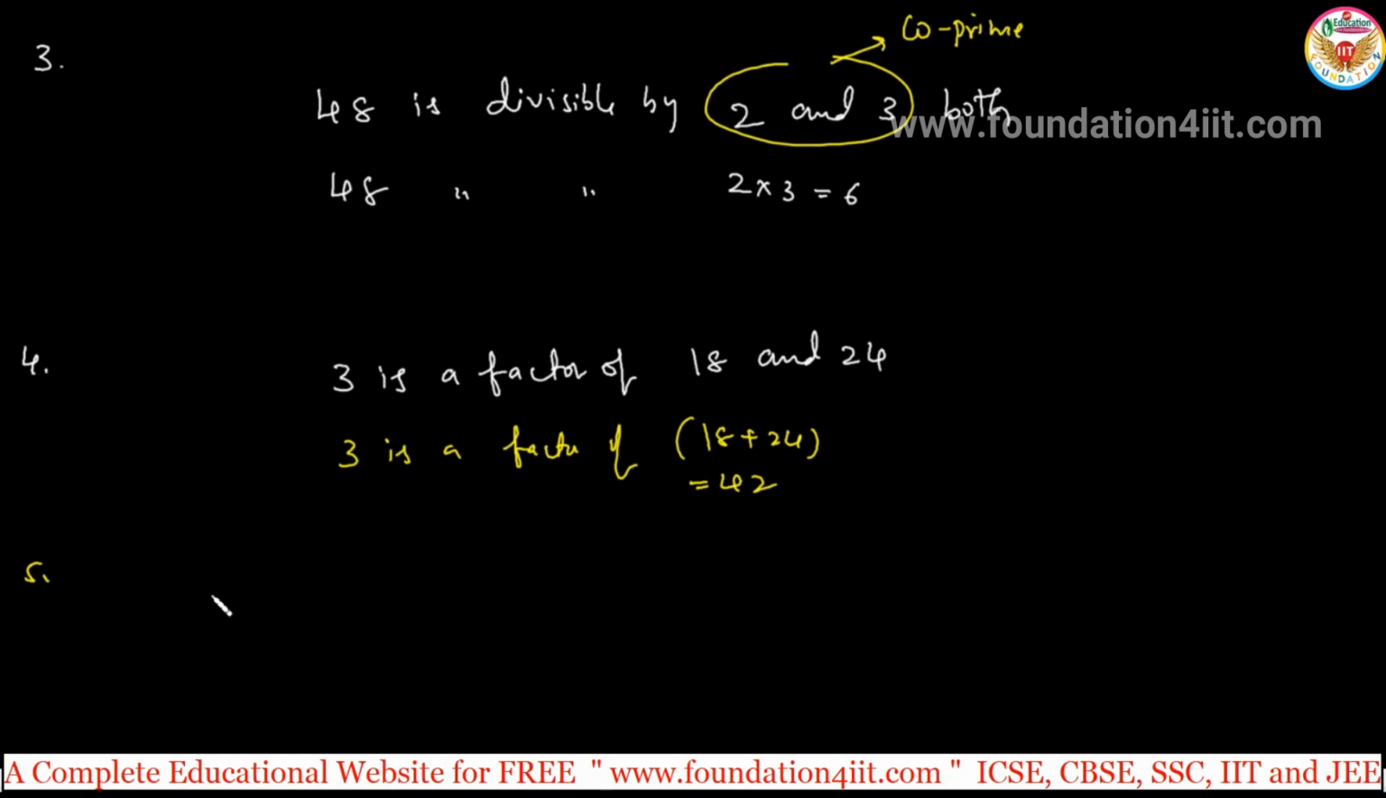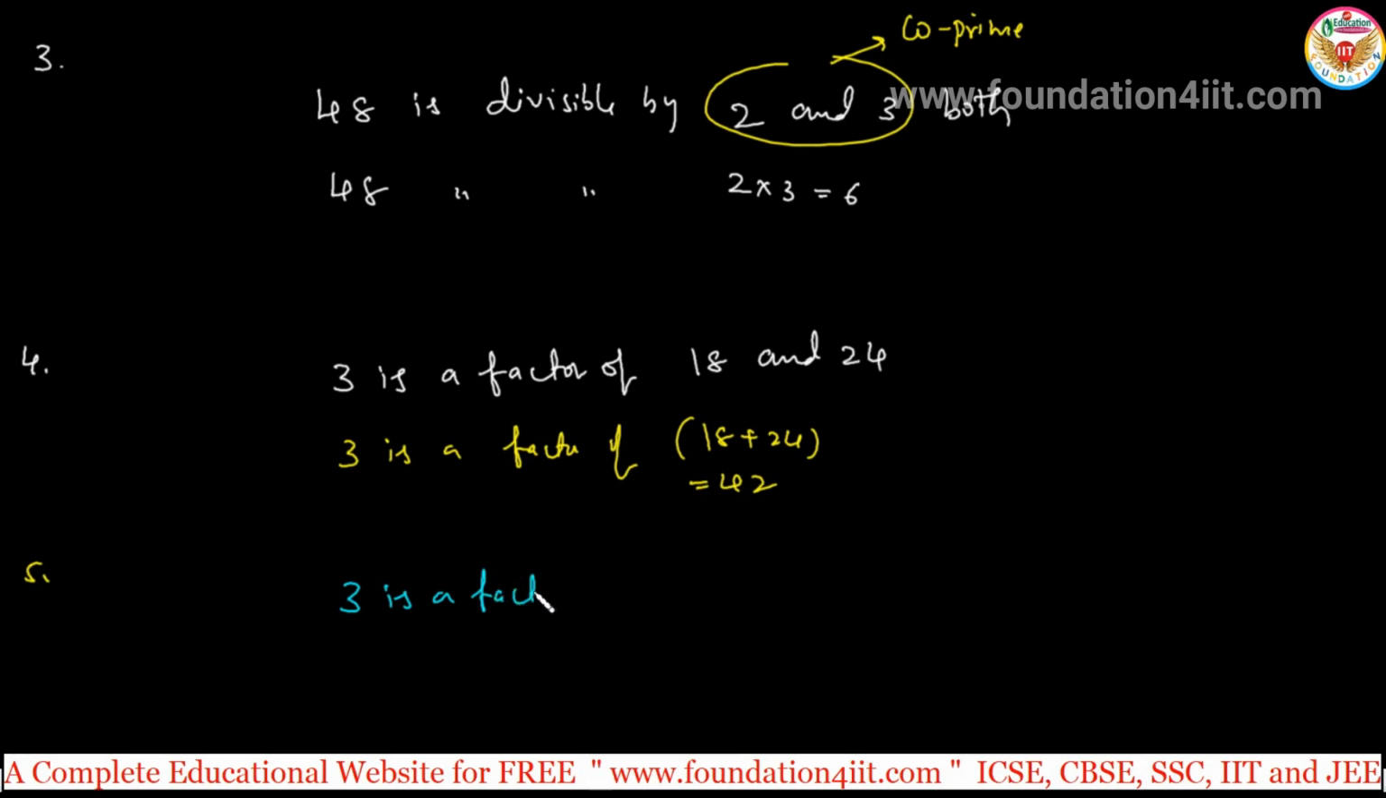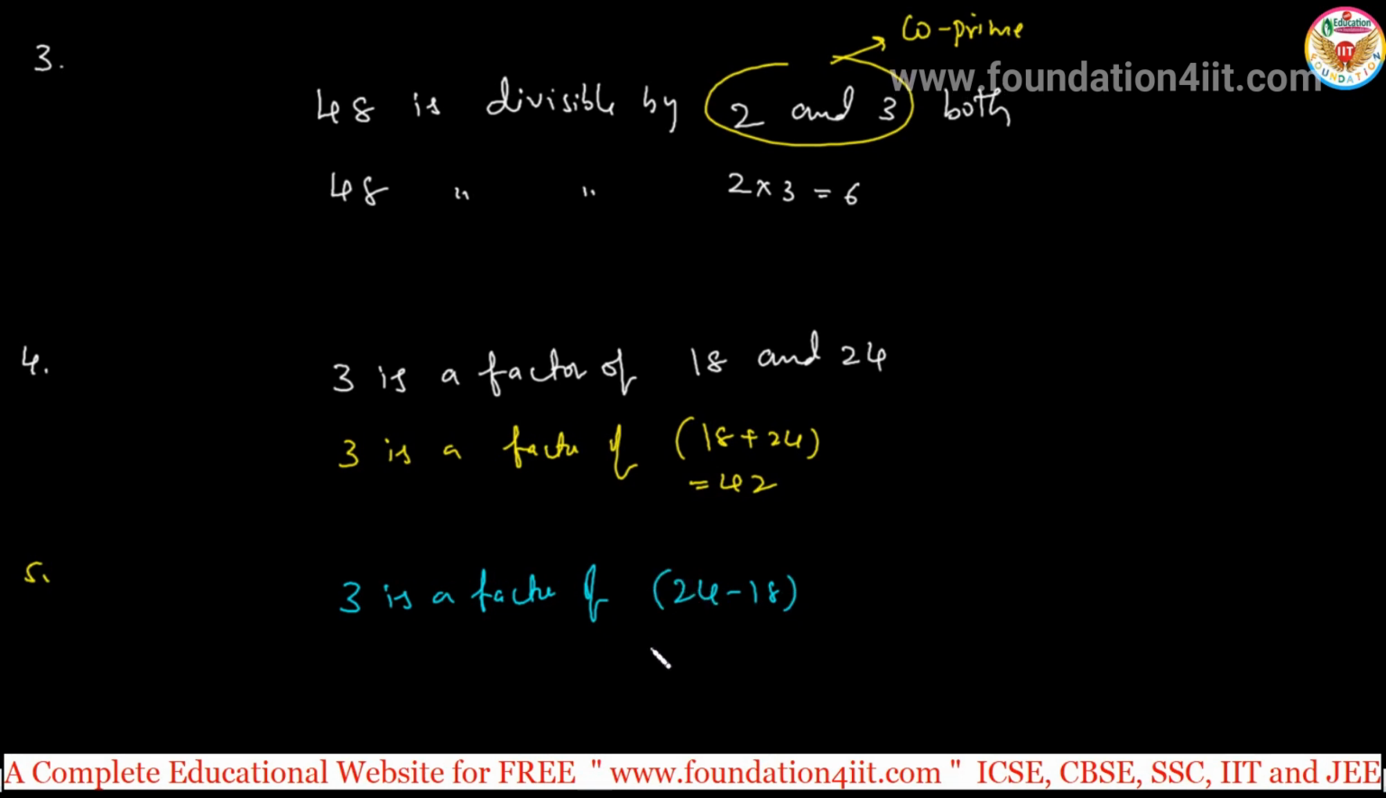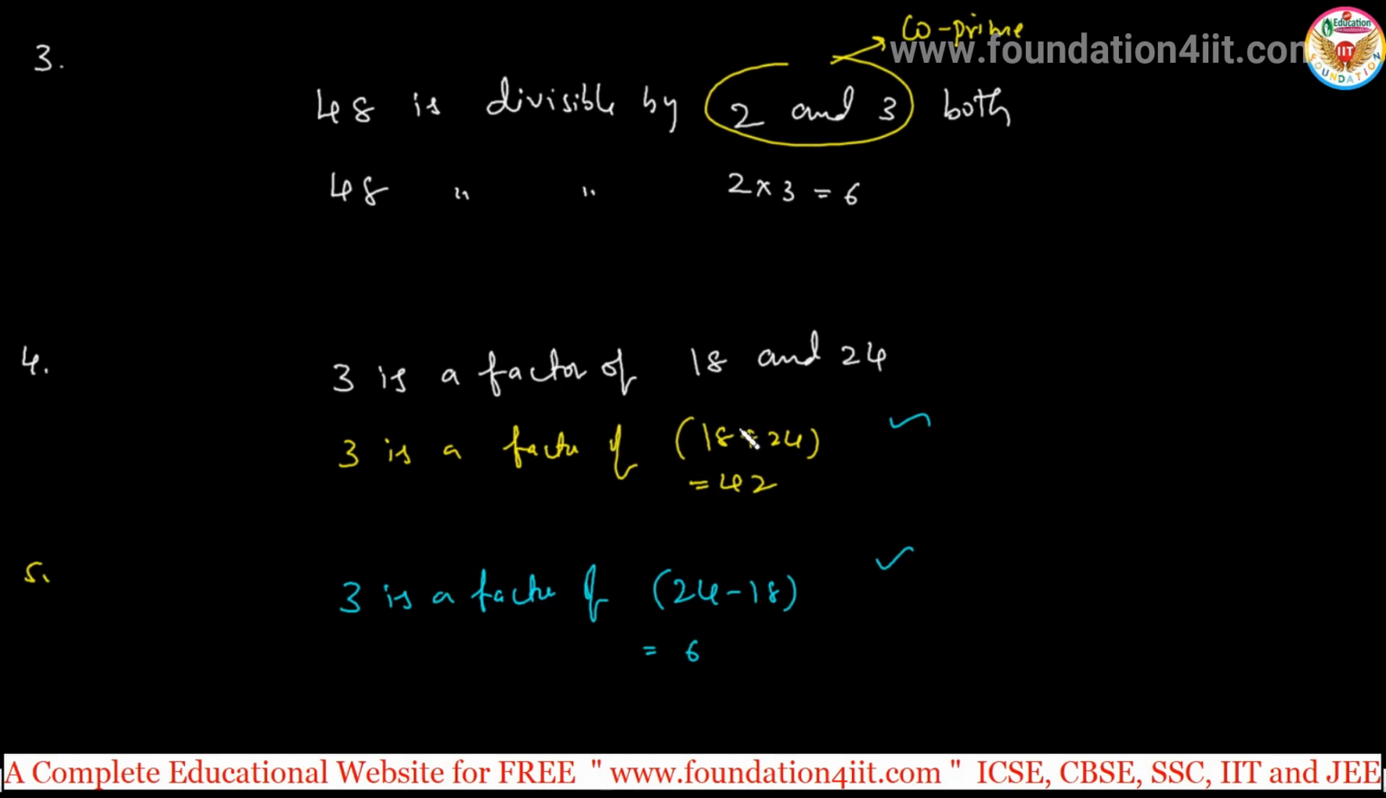Same way, the fifth point, same as the fourth one. If a number is a factor of each of the two given numbers, it is a factor of their difference also. Let's see the same previous example. 3 is a factor of 18 and 24. So 3 is a factor of the difference. Take the bigger number and subtract the smaller number: 24 minus 18 is equal to 6. 3 is a factor of 6. So fourth and fifth together: if a number is a factor of each of the two given numbers, then it is a factor of their sum, and also a factor of their difference.